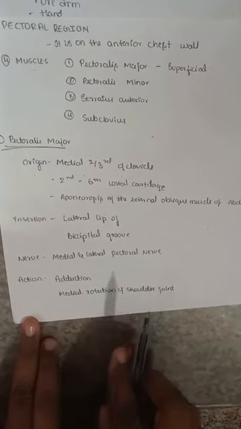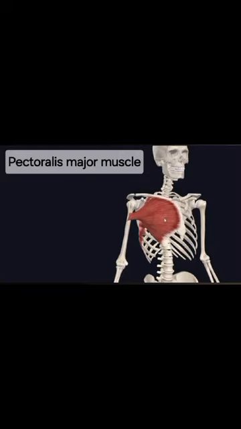So now, as you can see in the diagram, the pectoralis major muscle is originating from the medial two-third of the clavicle, second to sixth costal cartilage, and the aponeurosis of the external oblique muscle of the abdomen, and getting inserted into the lateral lip of the bicipital groove of the humerus bone.